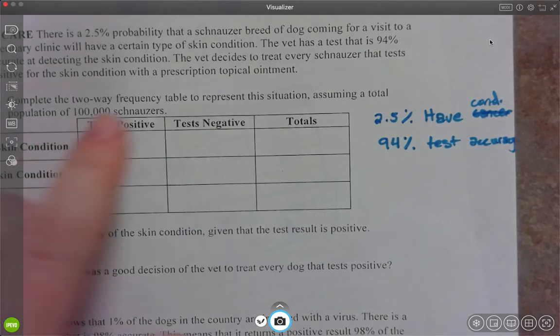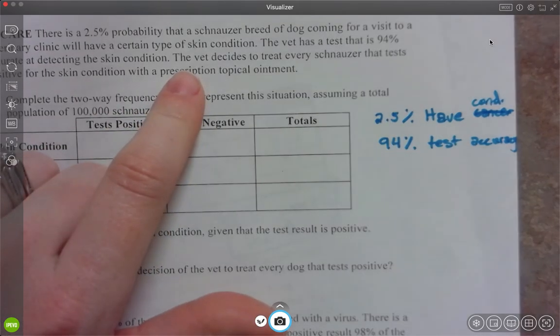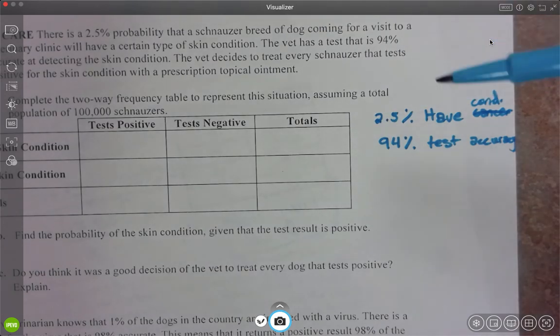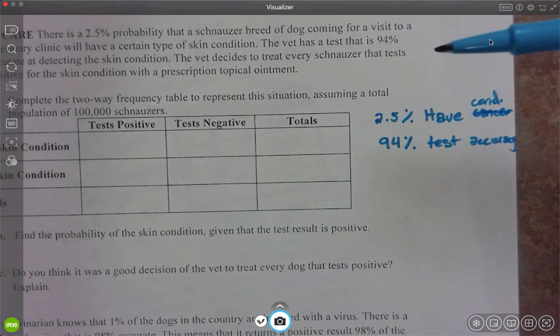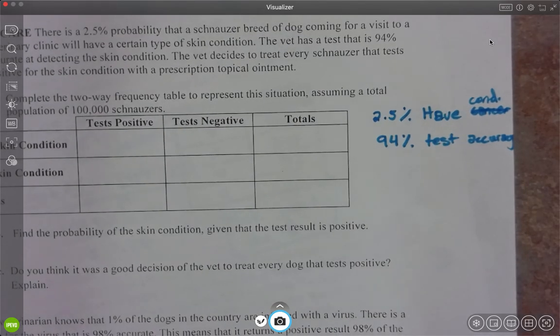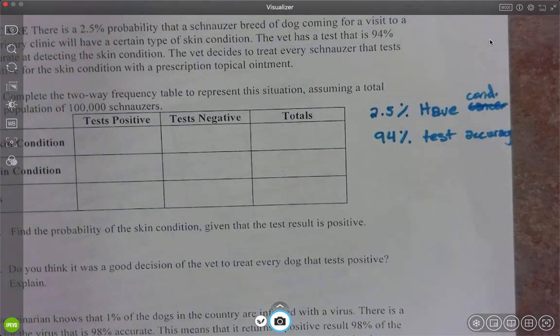And it says the vet decides to treat every Schnauzer that tests positive for the skin condition with a prescription topical ointment. Now, the test is only 94% accurate. There is not one test out there in existence for anything that is completely 100% accurate. Pregnancy tests are not 100% accurate. Tests for cancer are not 100% accurate. We're going to talk about that down below.